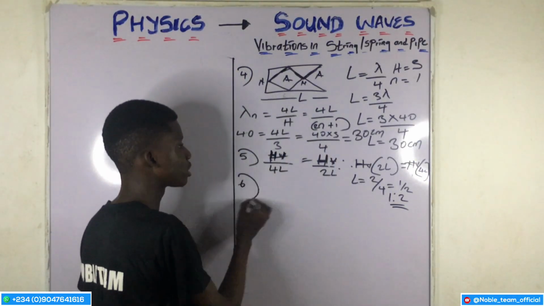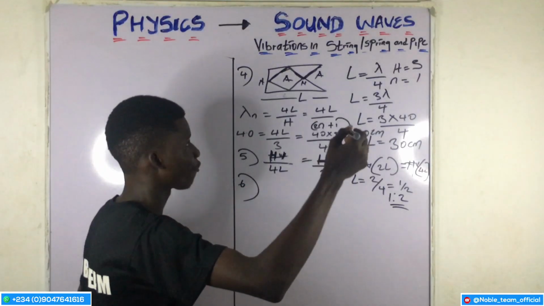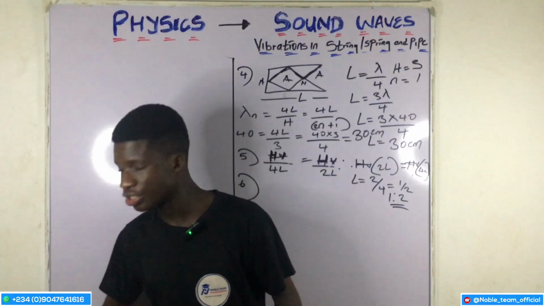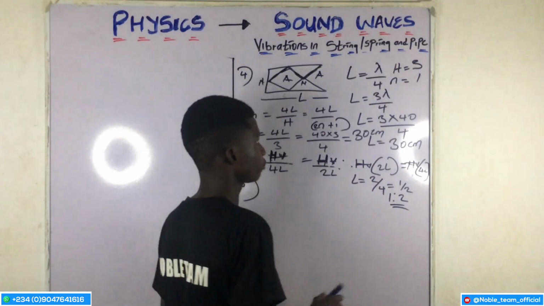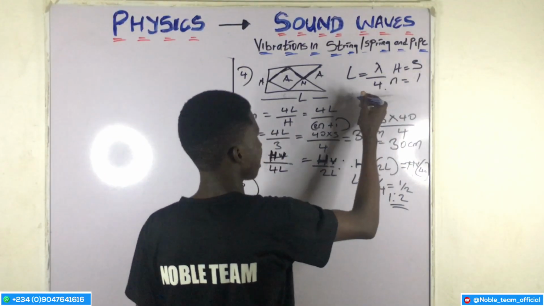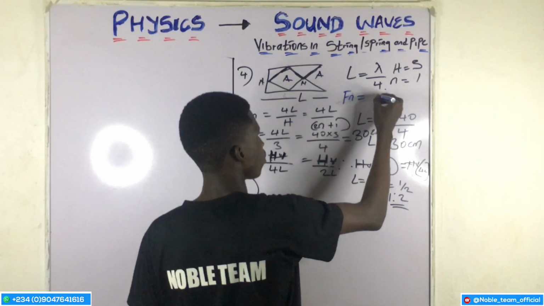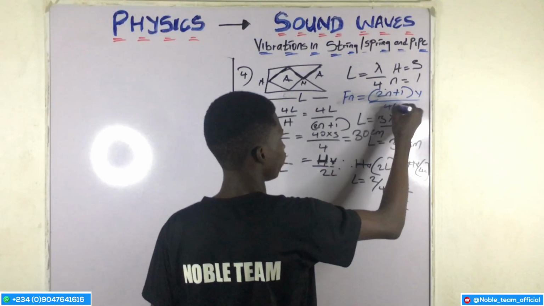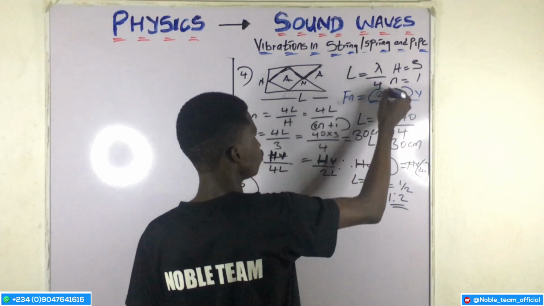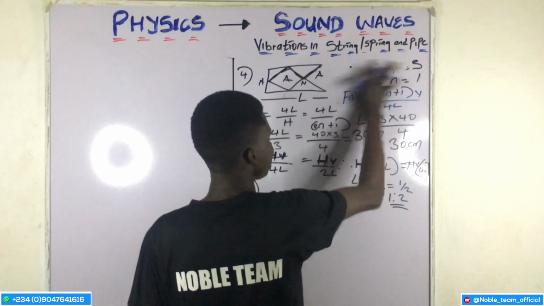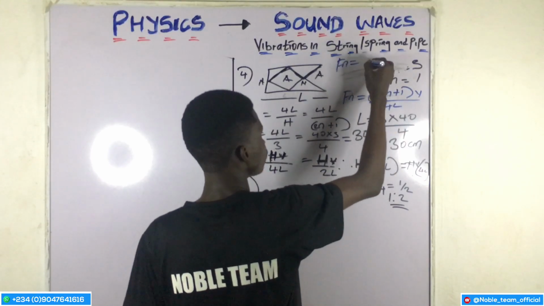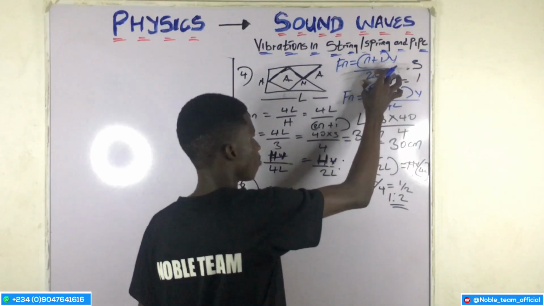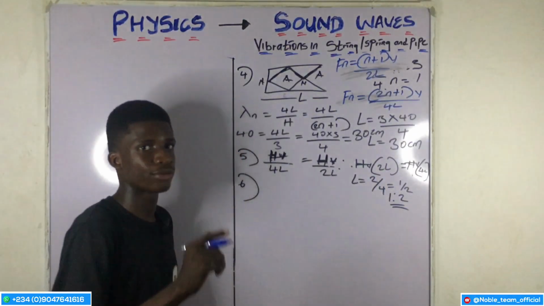So now let's solve question 6. If you use the other formula that says that Fn is equal to (2n plus 1) V over 4L, this one is for closed, and for open, you just change it by saying that Fn is equal to (n plus 1) V over 2L. Even though you use this formula, you are still going to arrive at this. Try it out, okay? Good.